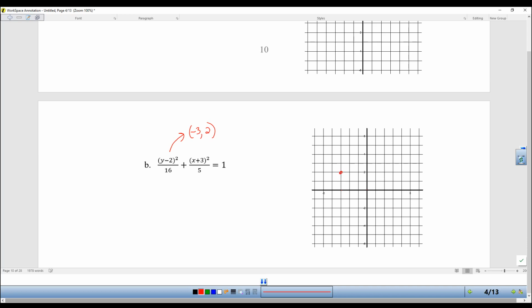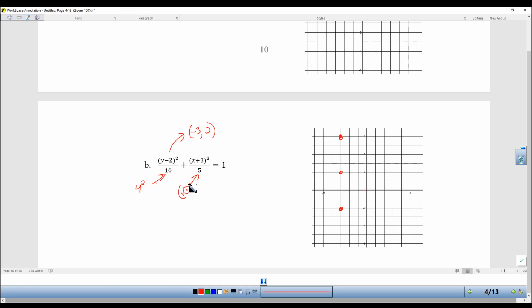Negative 3, 2 is right there. So this number is 4 squared, and it's under the y. So I'm going to move 4 in the y direction and 4 down in the y direction. Because this is bigger, I do know that it's going to be an elongated ellipse on the y-axis instead of horizontally.